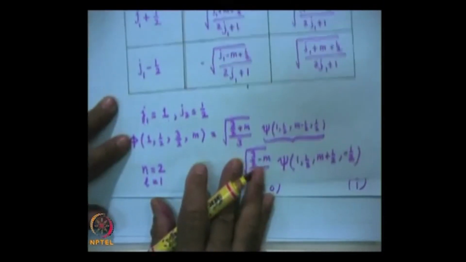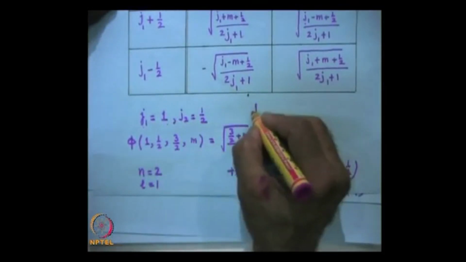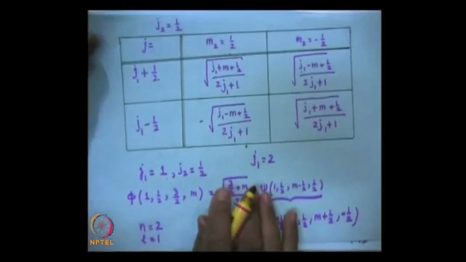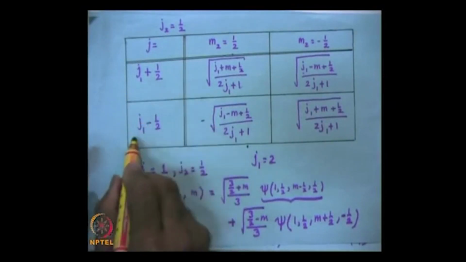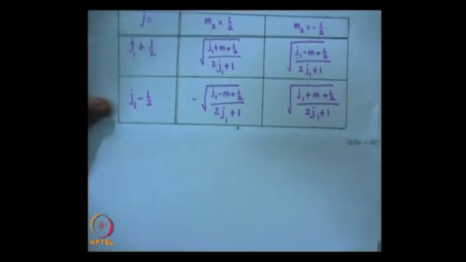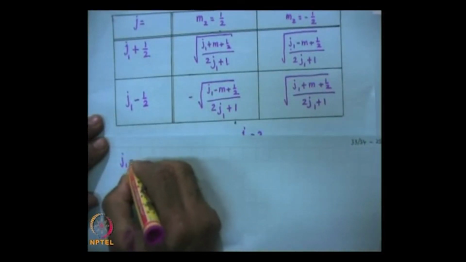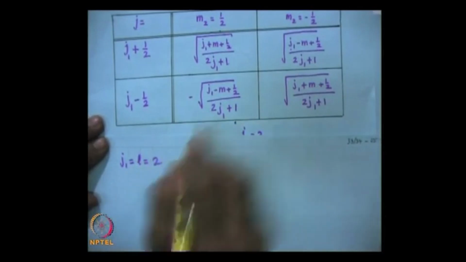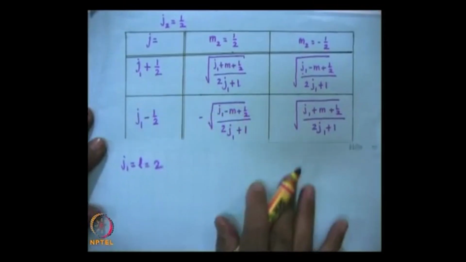Similarly, you can take another example. Let us suppose j1 is equal to 2. If j1 is equal to 2, then j can take 2 plus half and 2 minus half, 5 by 2 and 3 by 2, and you can immediately write. Let me just write this up. So, if j1 is equal to say L is equal to 2, so we will have 2 plus half, 2 plus half is 5 by 2.